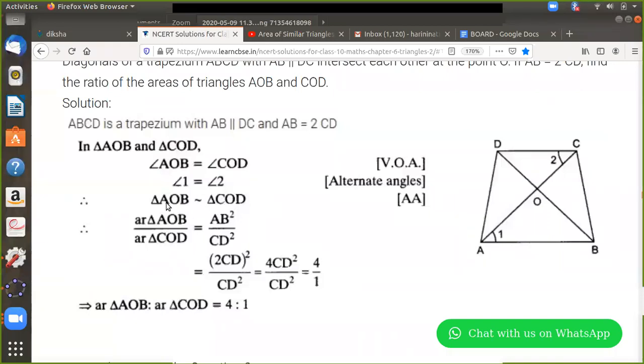Now that they are similar triangles, the ratio of their areas will be equal to the ratio of the squares of their corresponding sides. So I'm going to concentrate only on AB and CD. Why? Because it is given to me.